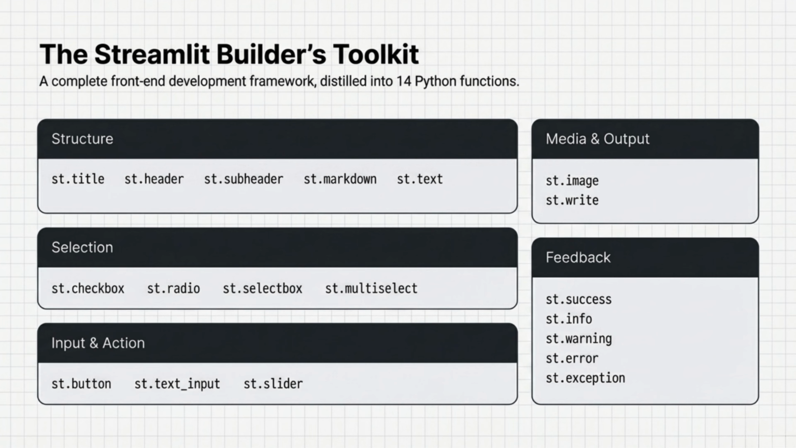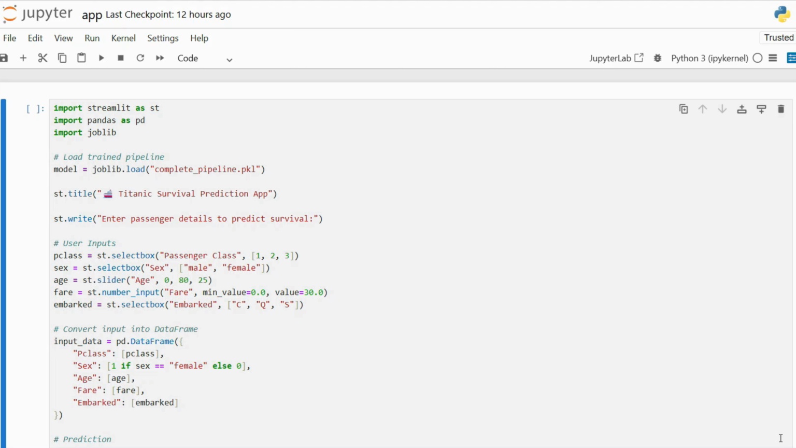Together, these 14 functions form a powerful toolkit that allows developers to build complete interactive applications using only Python. Overall, Streamlit reduces complexity by combining UI design and programming into a single framework. Let's now open Jupyter Notebook and see how Streamlit works.